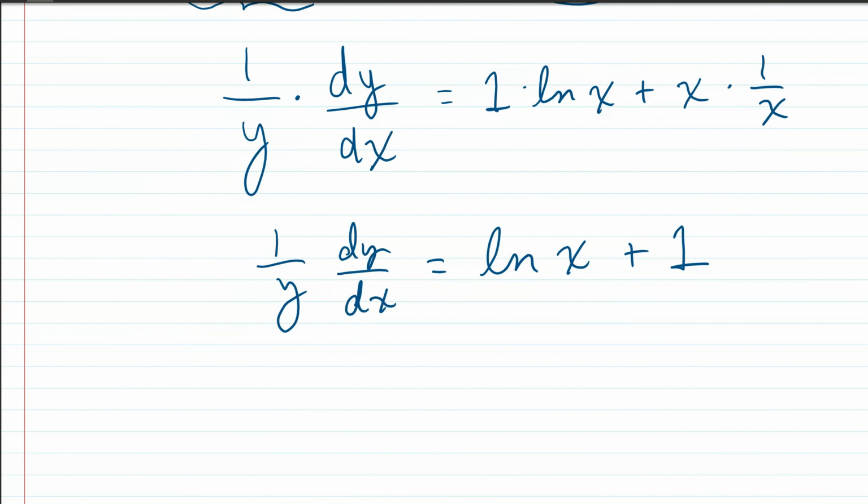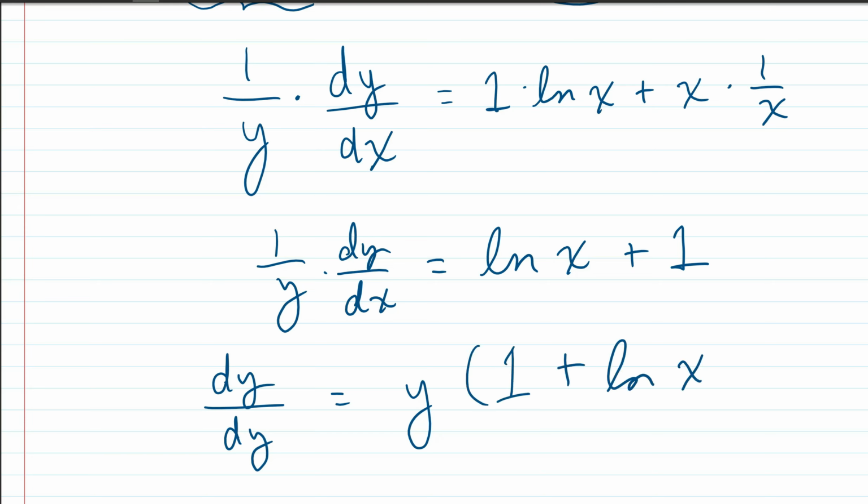Now the final step is to solve for dy dx, to get dy dx by itself. It's just algebra. We can divide both sides by 1 over y, or in essence to do the same thing, we can multiply the other side by y, the reciprocal of 1 over y. So we have y times 1 plus the natural log of x. No change there, all I did was move the 1 to the front before the natural log of x.